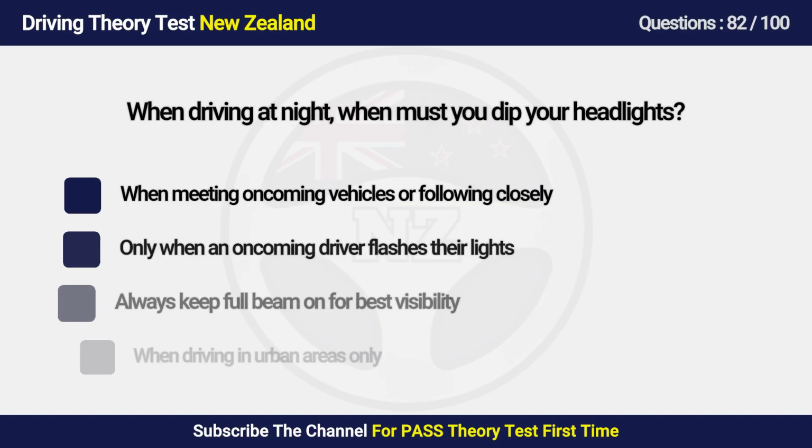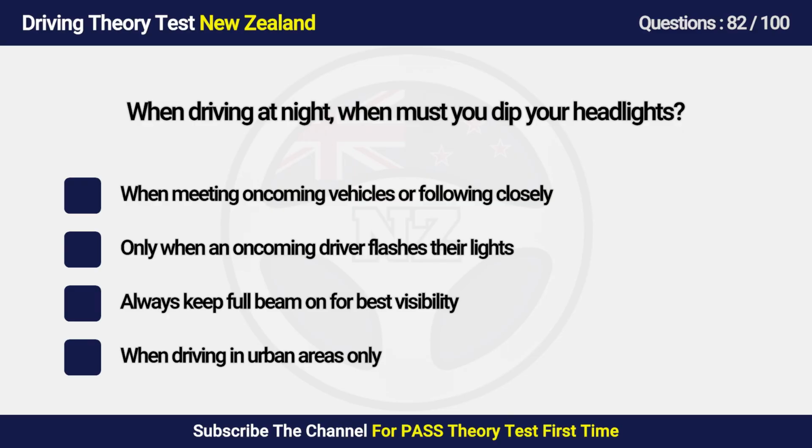Question 82. When driving at night, when must you dip your headlights? A. When meeting oncoming vehicles or following closely. B. Only when an oncoming driver flashes their lights. C. Always keep full beam on for best visibility. D. When driving in urban areas only.